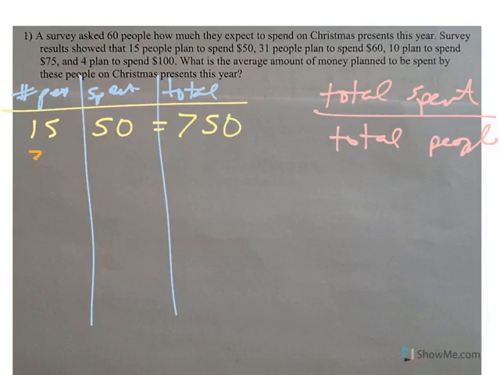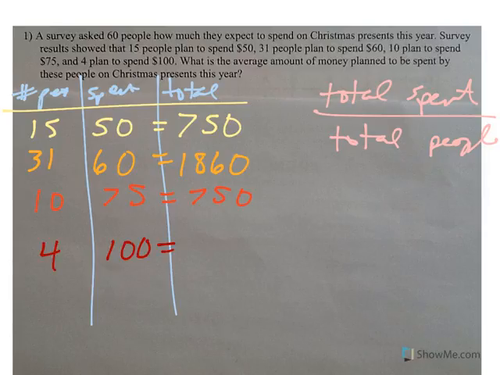And then they said 31 people plan to spend $60. Well, 31 times 60 is 1,860. And then they said 10 plan to spend $75, which is $750. And 4 people plan to spend $100, which is $400. So now we're looking at total spent. This is the total spent. These are the total people.